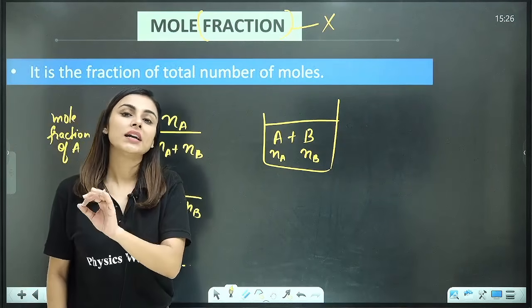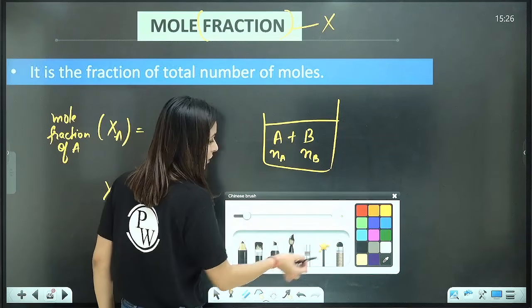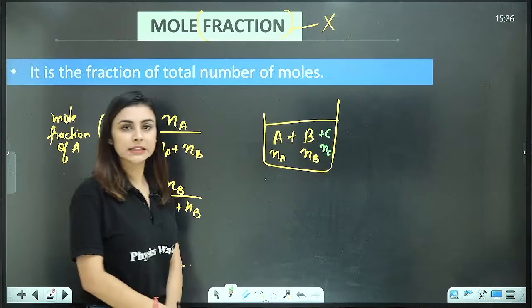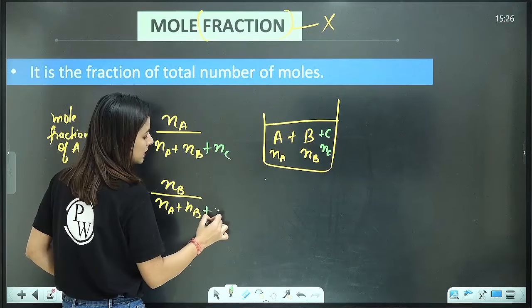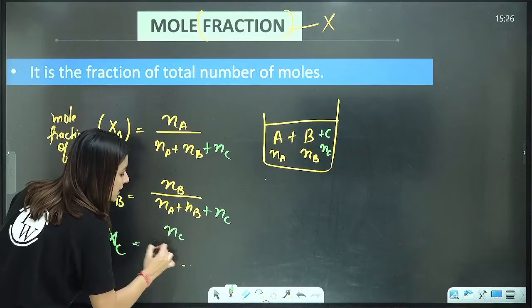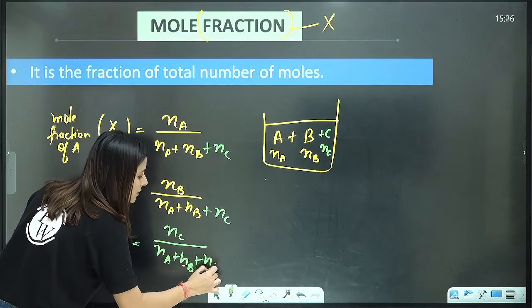If you had a third component, let us say a C component, and its moles would be Nc, then, my dear students, you would have to write here Nc, and the mole fraction of C would be moles of C divided by total moles, that is Na plus Nb plus Nc.